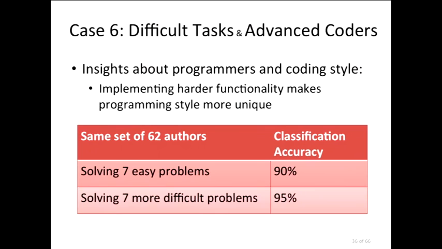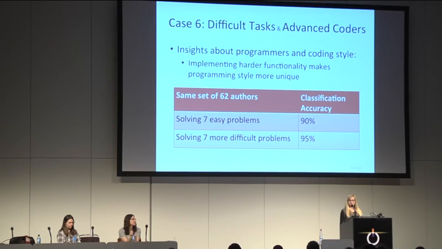We also wanted to gain some insights about coding style, so we wanted to see how people implement difficult versus easier functionality. And we took a set of 62 authors that were able to answer 14 questions. We took the 7 easy problems and seven more difficult problems. And we saw that these authors' programming style was more unique when they were implementing harder functionality. As we can see with the 5% increase in accuracy, we were able to identify them with 95% accuracy.